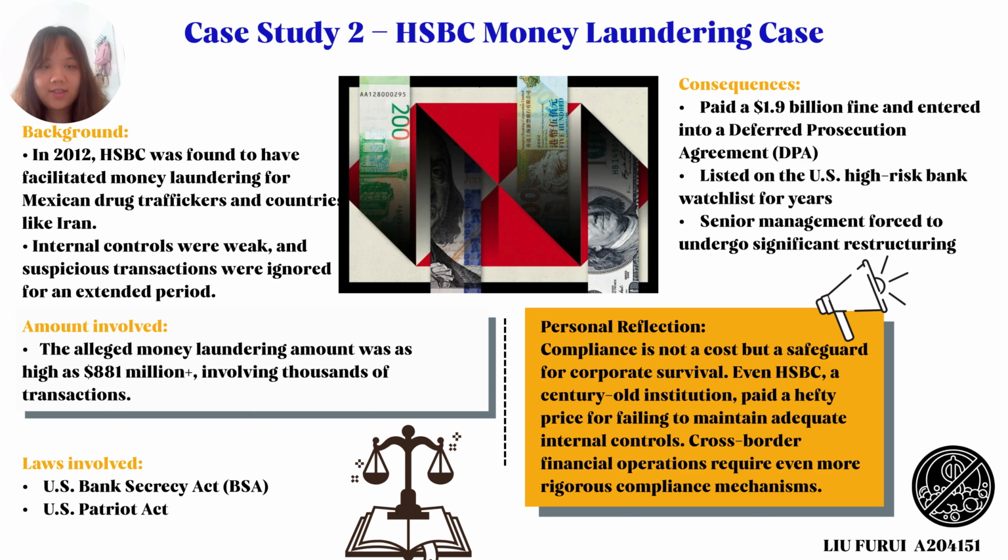Because of this, HSBC paid a $1.9 billion fine and signed a special agreement with US law officers. It was listed as a high-risk bank, and its top managers had to change. The money laundering was more than $881 million, with thousands of illegal actions. This broke laws like the U.S. Bank Secrecy Act and the Patriot Act.